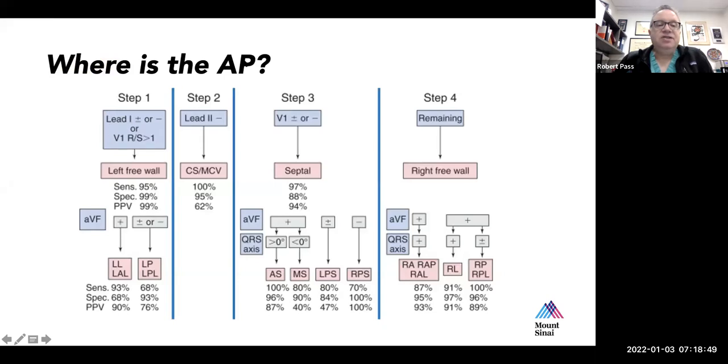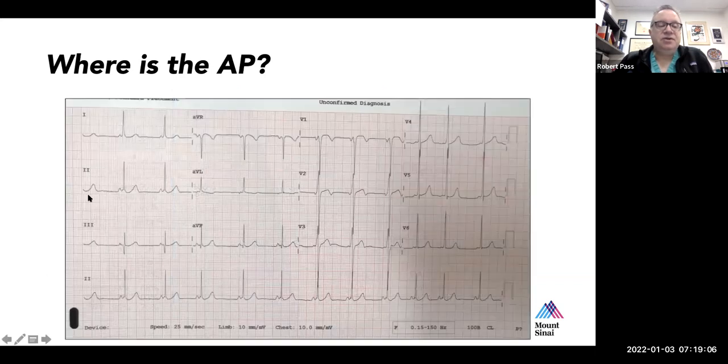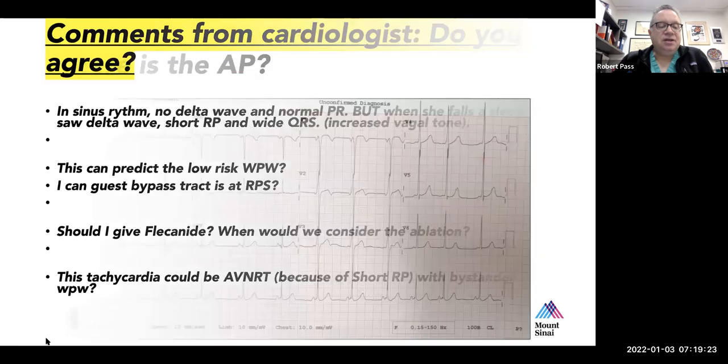In lead one, and again, all of these questions are referring to the axis of the delta wave. So in lead one, is it isoelectric or negative, or in V1, is the R wave greater than the S wave? In either case, that would put it to the left side of the heart. In lead one, we do not have an isoelectric delta wave. The delta wave is actually positive. And in lead V1, I think we would agree that the S wave is far greater than the R wave. There's essentially almost no R wave at all. So that is clearly not true.